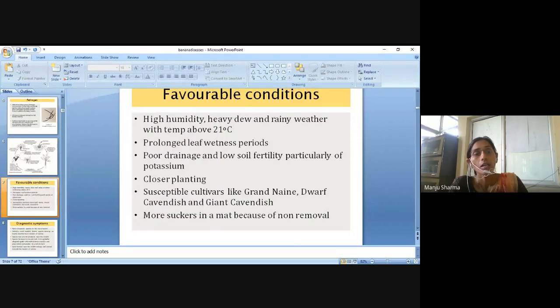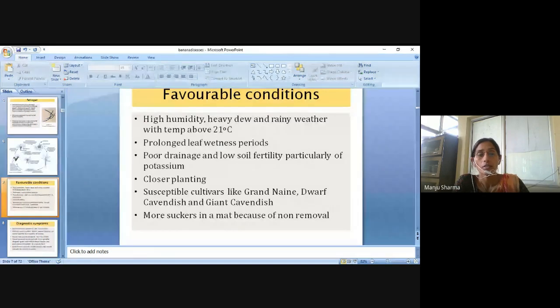Favorable conditions are high humidity, heavy dew, and rainy weather with temperature above 21 degrees centigrade, prolonged leaf wetness periods, poor drainage, and low soil fertility, particularly of potassium. Then closer planting, because if the planting is closer, then more humidity and moisture will be there. If moisture is there, the fungus can easily grow.